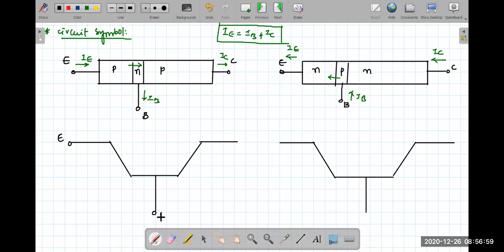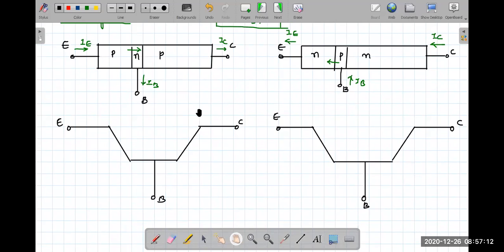This is emitter, this is base, and this is collector. Now here we are talking about a PNP transistor, right? So what's the major difference here? How should the current be flowing in this? The emitter current will be coming in, and from that, the base current will be leaving, as well as the collector current will be leaving. Whereas in the NPN, the base current and collector current will add up to give the emitter current.